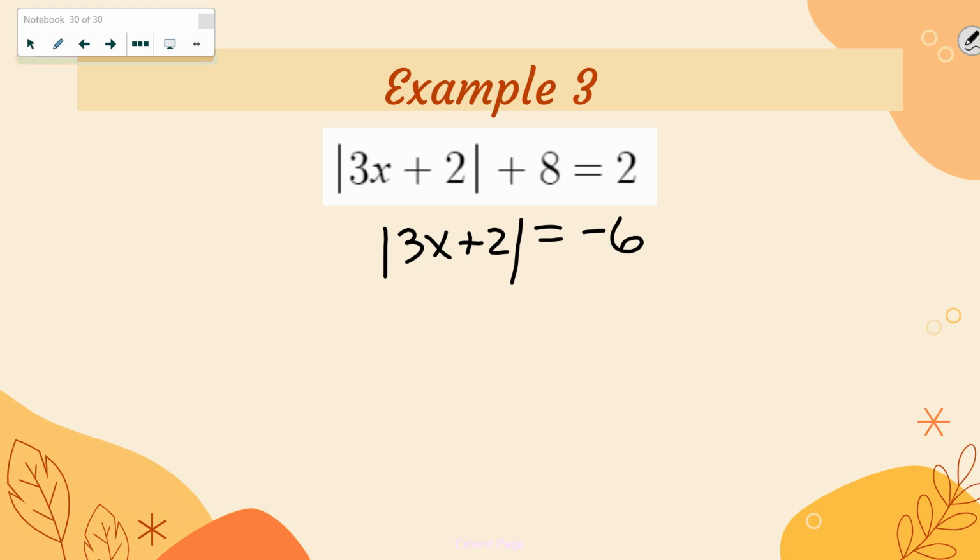Alright, guys, focus back in. You isolate your absolute value, and you have the absolute value of 3x plus 2 equals -6. What are you guys thinking here? What do you think, Jaden? What does this mean? The absolute value of 3x plus 2 equals -6. What would we kind of do next solving here?